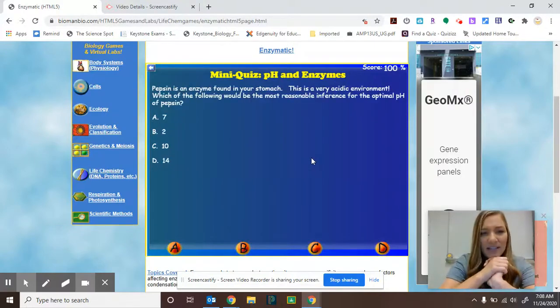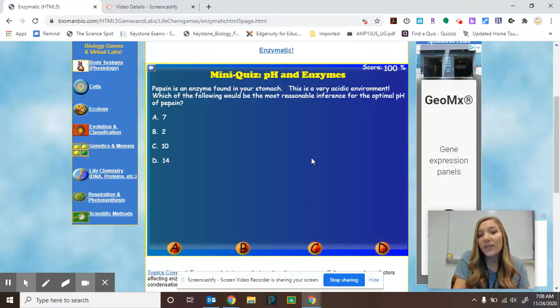Okay, pepsin is an enzyme that's in your stomach, right? I would never ask you to know the name of that enzyme, but I'm giving you an example of one. That's an enzyme in your stomach right now. It's very acidic in your stomach environment. Which of the following would be the most reasonable inference, meaning if you were going to assume, what would be the optimal pH for this enzyme?